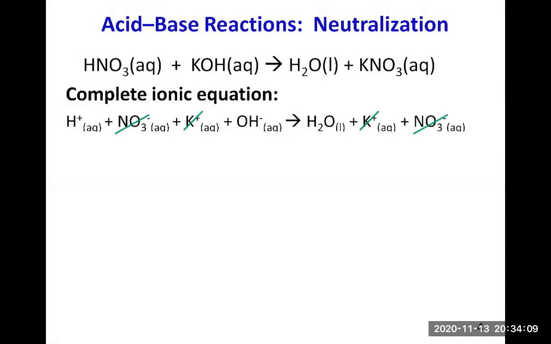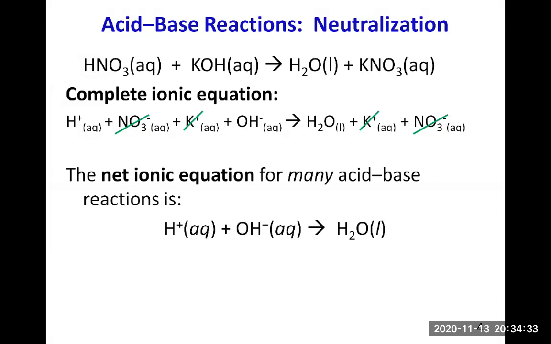And so we can see that there are some ions here that are the same on the left and on the right of the arrow. The nitrate and the potassium, right? They are the same. They are not changing from the left to the right. So we call them spectator ions, if you remember. And so we can omit them from the ionic equation, and we can write the net ionic equation. And for many acid-base reactions, it comes down to H+(aq) plus OH-(aq) gives water. So that's a very common net ionic equation for acid-base reactions.